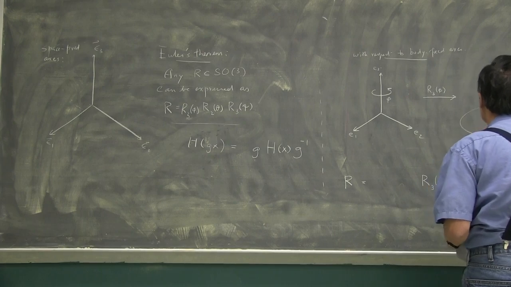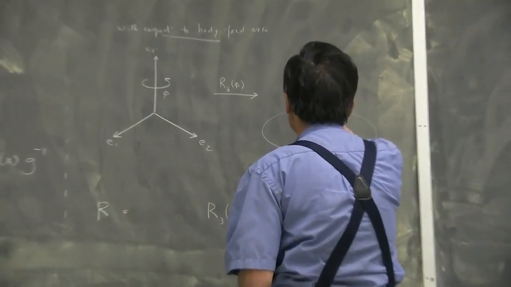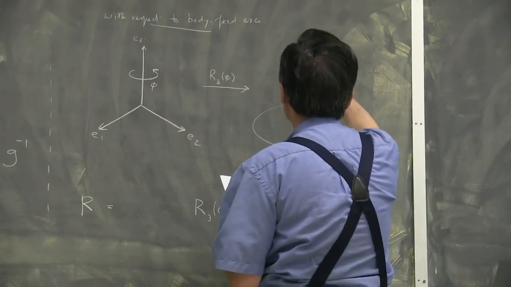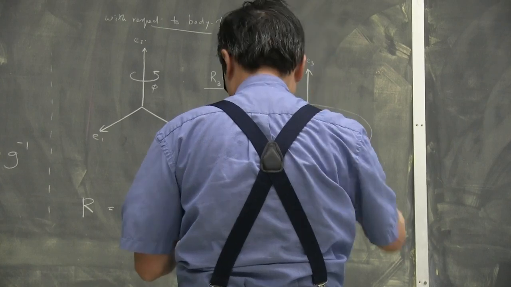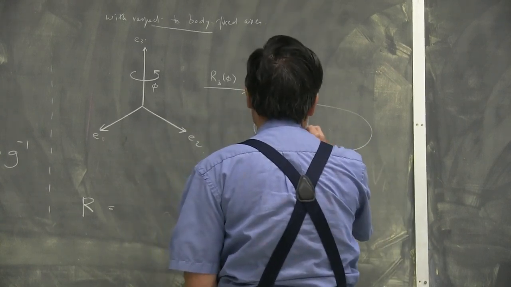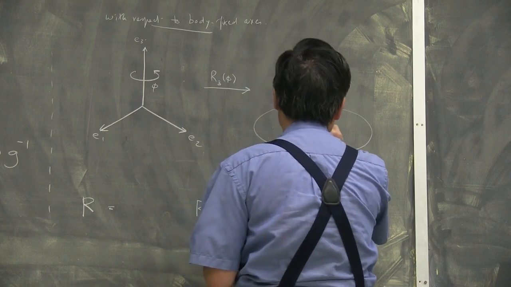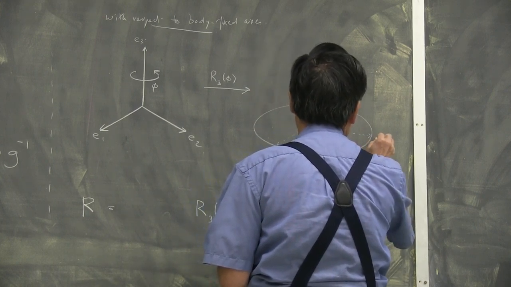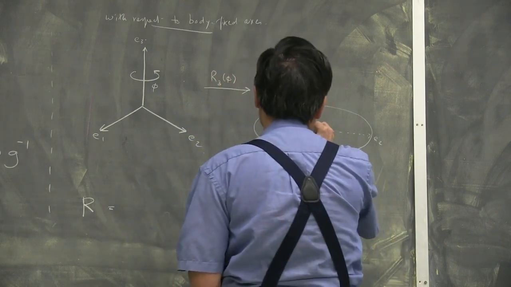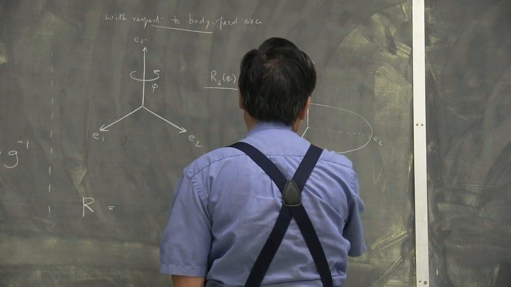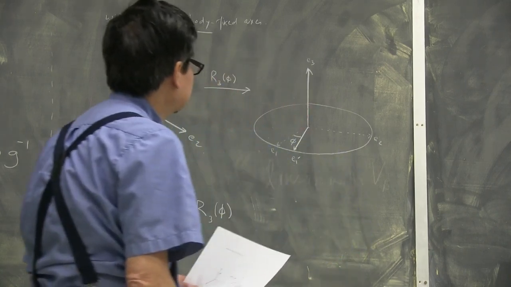So let me draw the picture this way. The third axis is still the same after this rotation because it's rotating about that axis. Let's say the original E1 is like that. The original E2 is like that. The new E1, which I'm going to call E1 prime, will be like that. So this is the angle phi.